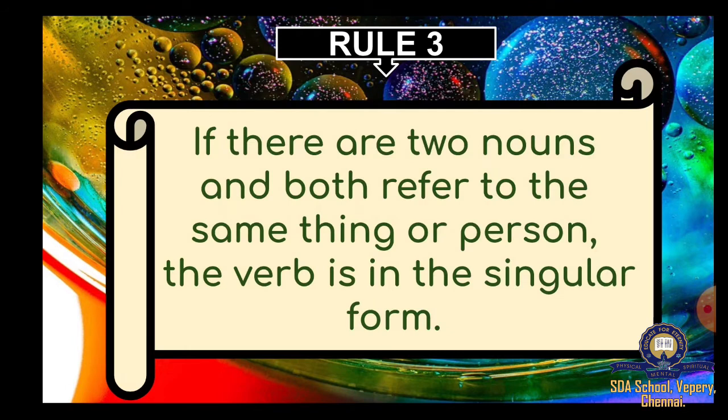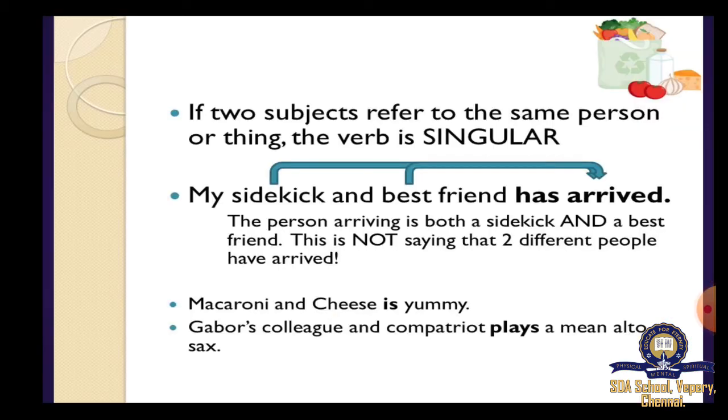If there are two nouns and both refer to the same thing or person, the verb is in the singular form. So here also we can have two subjects, but they must refer to the same thing or person. If that's the case, then we'll have the verb in the singular form. So let's have an example. My sidekick and best friend has arrived. So here the best friend and the sidekick is the same person, so we have the singular verb has arrived.